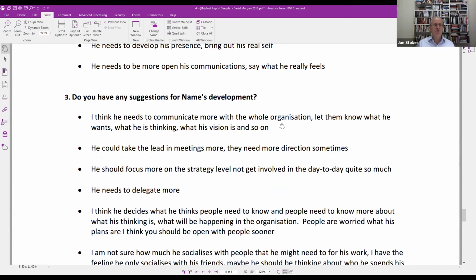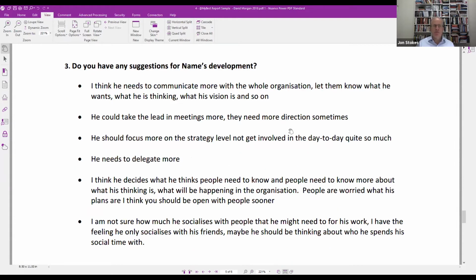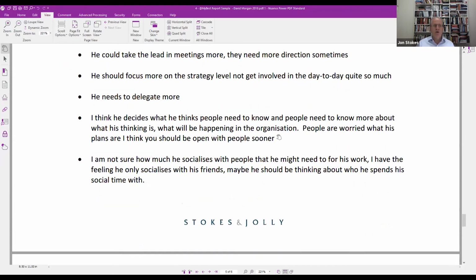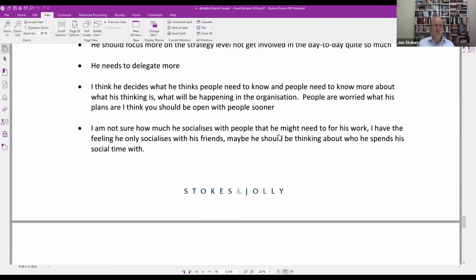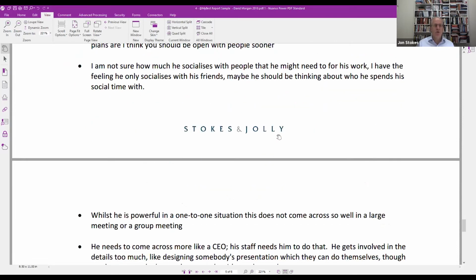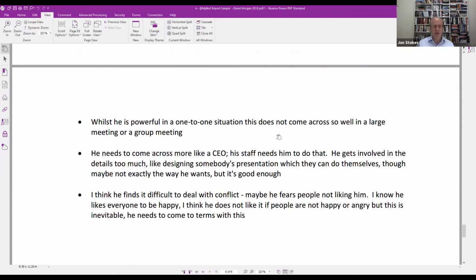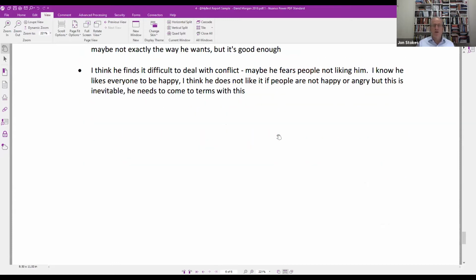And then suggestions for development. Here are some positively intended suggestions: communicate more with the whole organization, take the lead in meetings more, focus more on the strategy, needs to delegate more, and so forth. So these will, to some extent, reiterate some of what's been said earlier, but some more behavioral-ish, at least, suggestions about what this person might get better at. So that's the essence of the report.